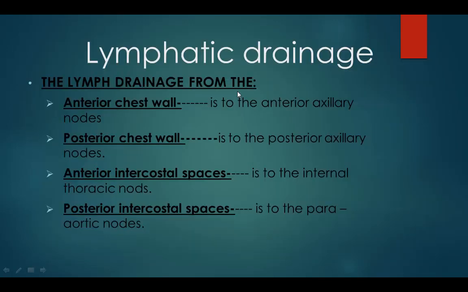So the lymphatic drainage: the anterior chest wall drains into the anterior axillary nodes, the posterior chest wall drains into the posterior axillary nodes, the anterior intercostal drains into the internal thoracic nodes, and the posterior intercostal drains into the para-aortic nodes.